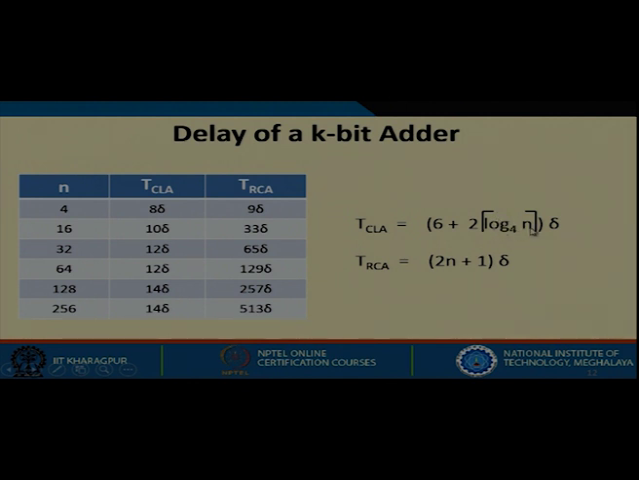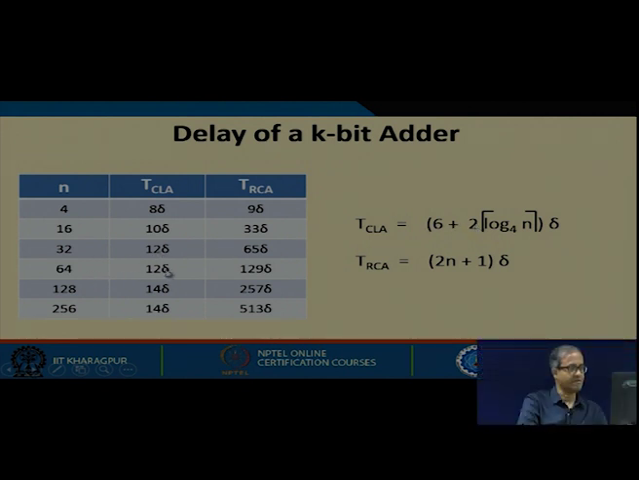If n is 64 for example, then this term is equal to 3 into 2, 6, and 6 plus 6, 12. And in contrast, for a ripple carry adder, the delay, as you know, is 2n plus 1 delta. So if you compare, you see that for ripple carry adder, as n increases, the delay increases rapidly, but for carry look ahead adder, it does not increase that much appreciably. It remains more or less in the same order, 10, 12, 14.